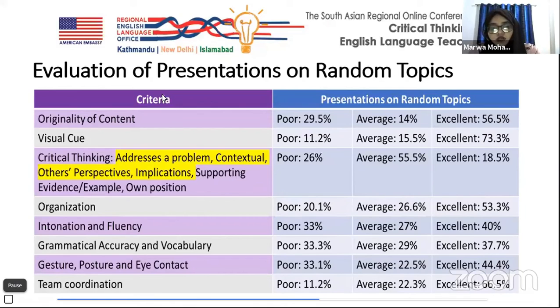But originality of the content was like only 50% of the people used original contents. Most of the people actually plagiarized, in simple terms, or tried to plagiarize intelligently. And visual cue, everyone used almost very good visual cues. However, the presence of critical thinking was not very significant, because these were random topics, so like exploratory or personal reflection. So in most cases, there was no problem, there was no context, other perspectives were not considered, implications were not given. But yeah, most of these used supporting data from the internet and stated their own position.